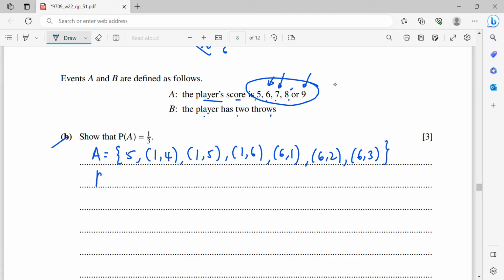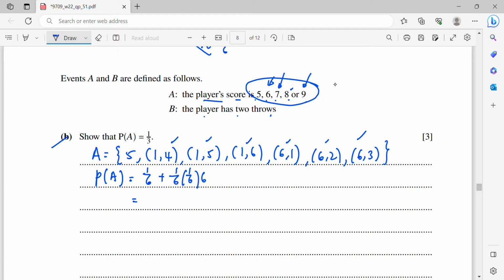Now P(A), so to get each number, it will be 1 over 6. So 5 is 1 over 6. The second one will be 1 over 6 times 1 over 6. Okay, so from here we know that there are 1, 2, 3, 4, 5, 6. No, sorry. There are six outcomes from 2 throws, which means here I can just directly multiply by 6.